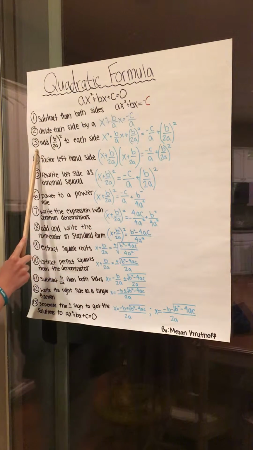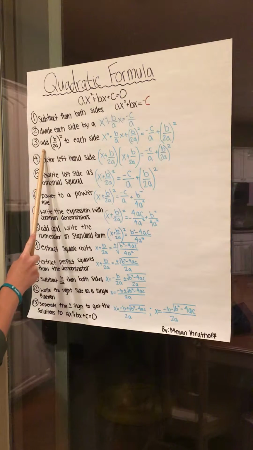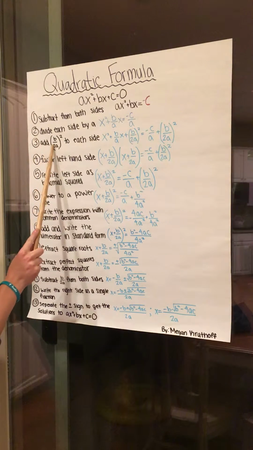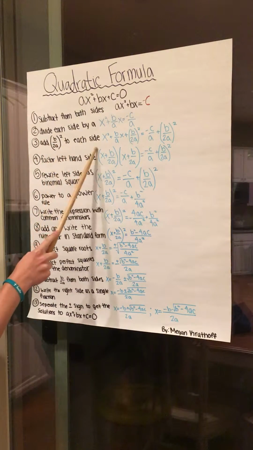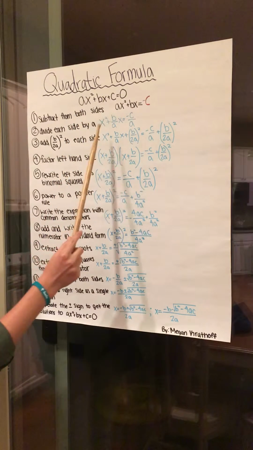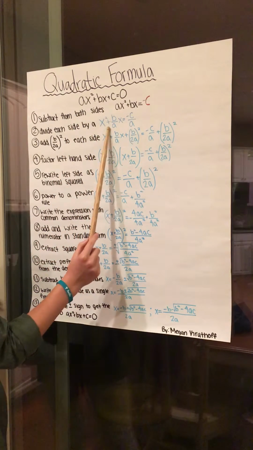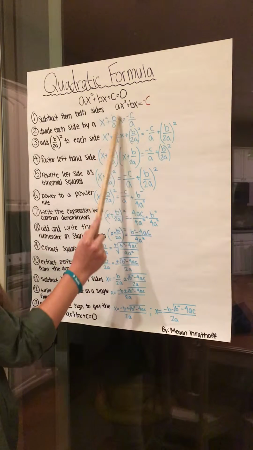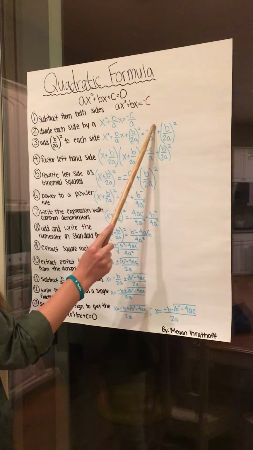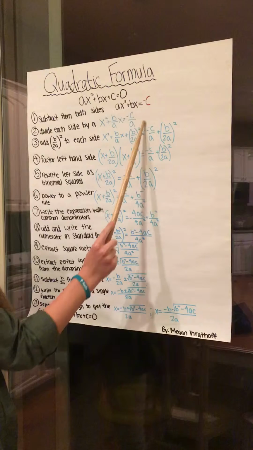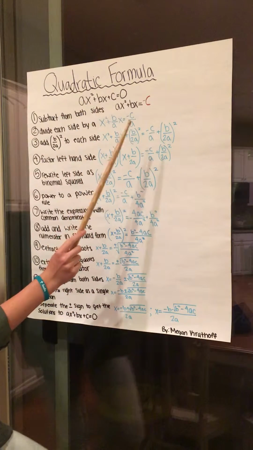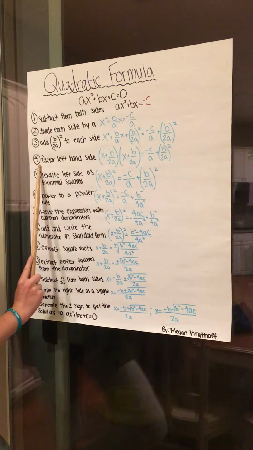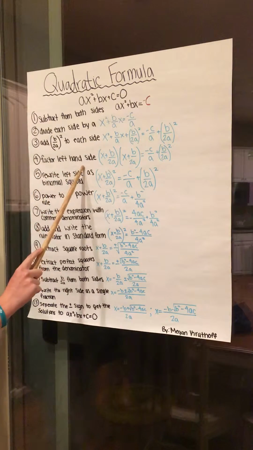And then the third step is to add b over 2a squared to each side. So you would add b over 2a squared to this side of the equation and b over 2a squared to this side of the equation. And then the fourth step is to factor the left-hand side.